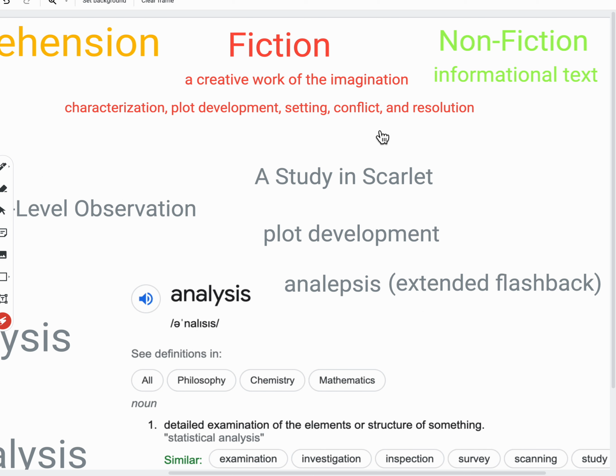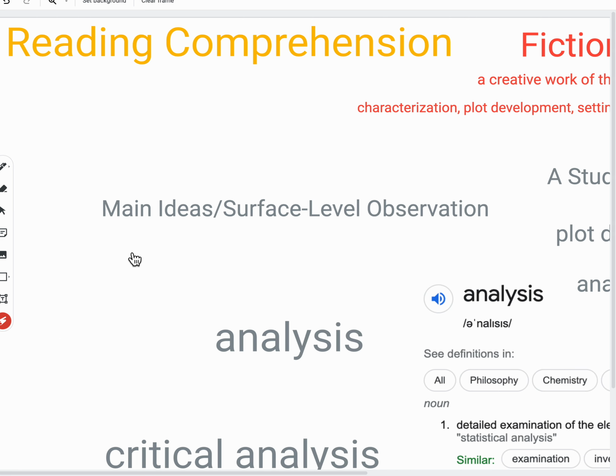It's through these elements that we can begin to understand how to annotate or take notes, so that we understand on a surface level the main ideas that are being communicated by the author. Now, this will be level 1 of reading comprehension, understanding main ideas.